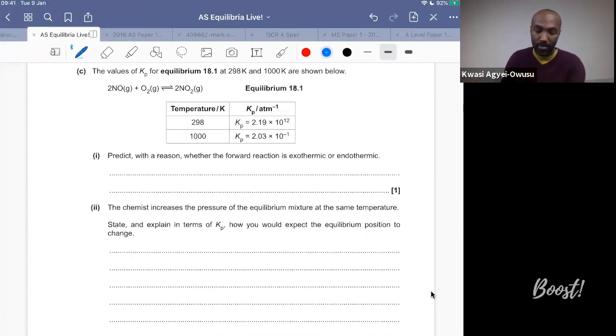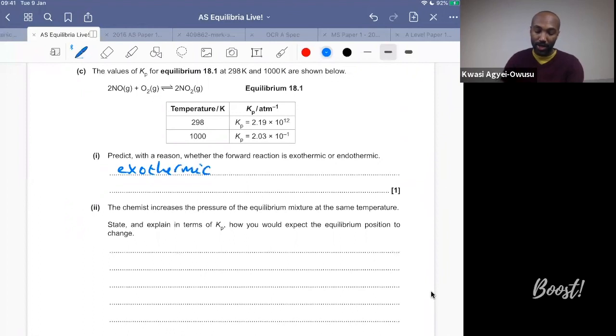Okay, so predict with a reason whether the forward reaction is exothermic. So when is a forward reaction favored? The forward reaction is favored when you lower the temperature. So if you lower the temperature, Le Chatelier's principle says the equilibrium will act to oppose this by increasing the temperature. The forward reaction must be exothermic, so that increases the temperature back up again.